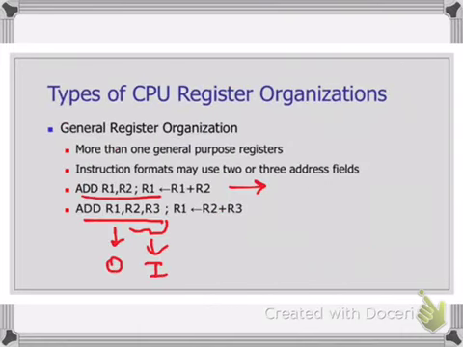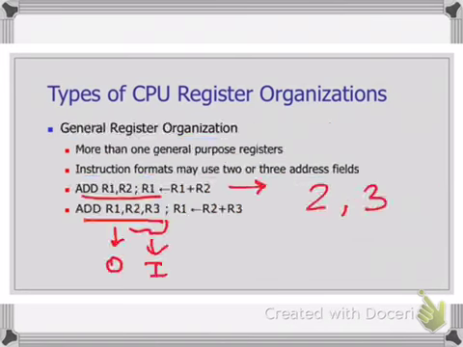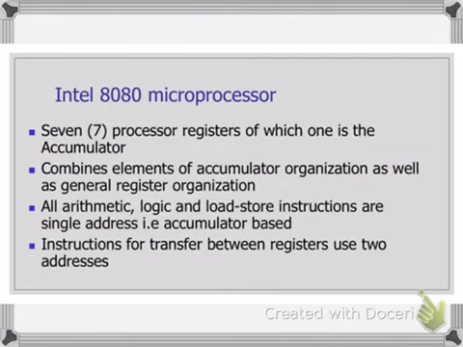So if you look back, if we have a general CPU register organization, we may have 2 address or 3 address. If we have single accumulator organization, then I will have only 1 address. And if you have stack organization, then you may have 0 addresses for the main operations. For push, you will have one argument, but not for the others. So depending upon the CPU organization that your computer uses, you will have different lengths of your instructions. So let's see one typical example here.